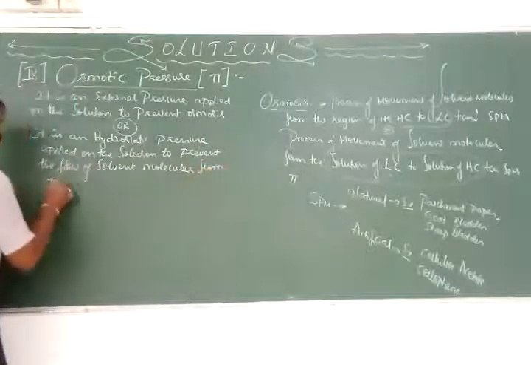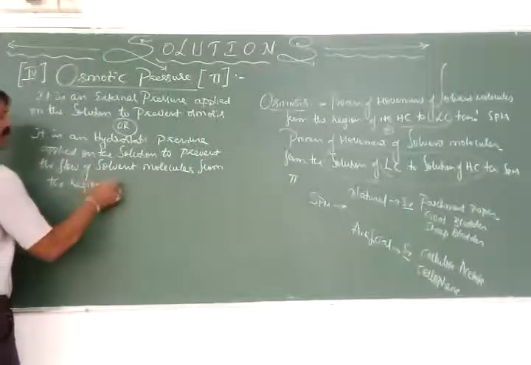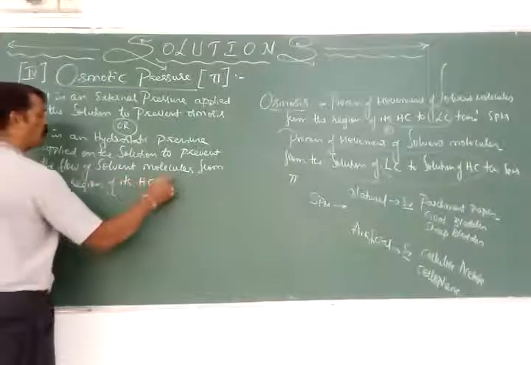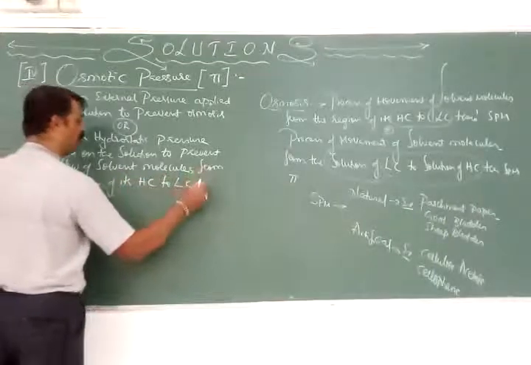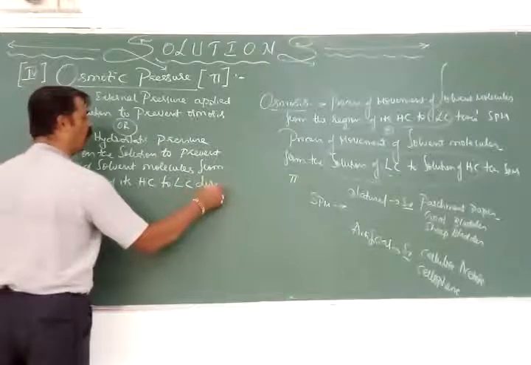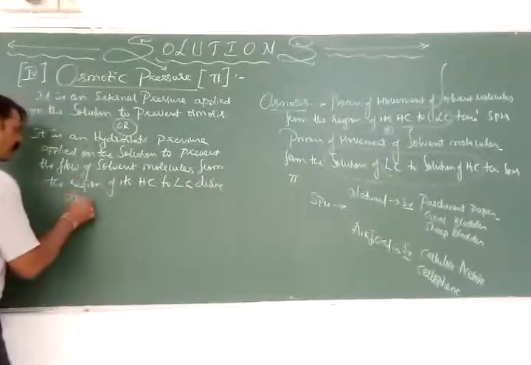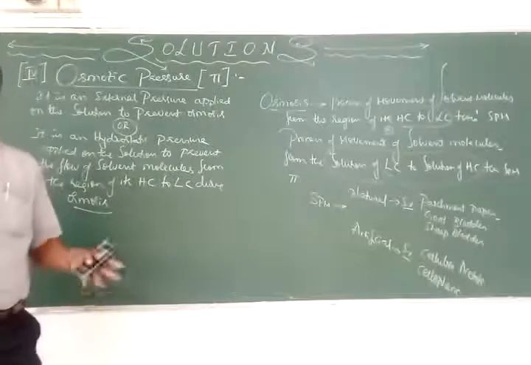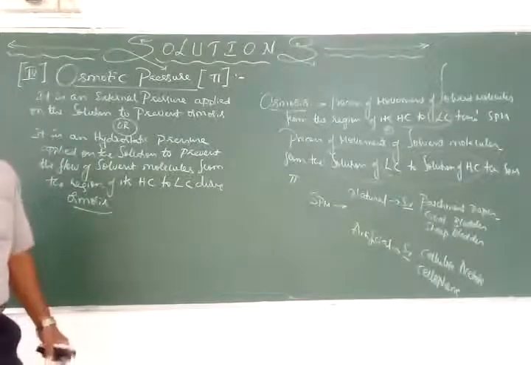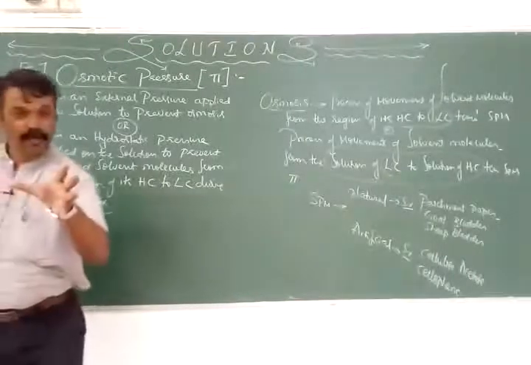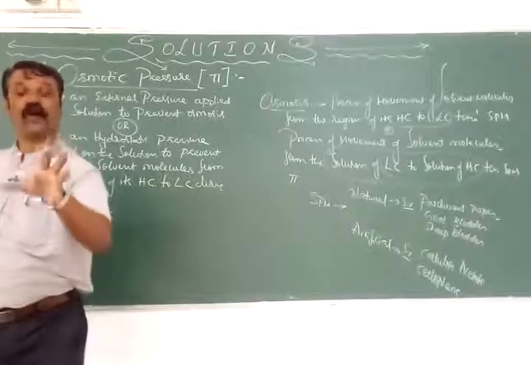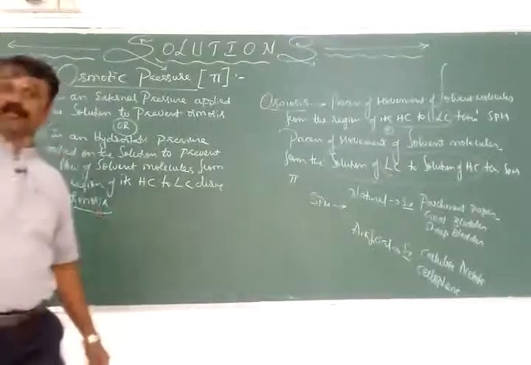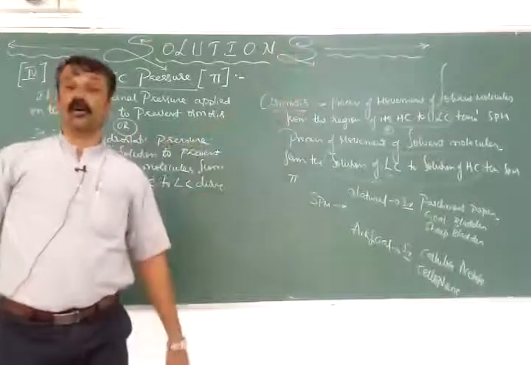the region of its higher concentration to lower concentration during the phenomenon called what? Osmosis. Indirectly we are preventing osmosis. How to prevent osmosis? We just have to prevent the flow of solvent molecules from the region of higher concentration to the lower concentration.